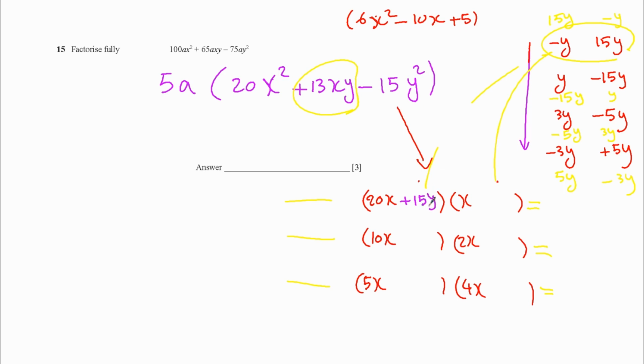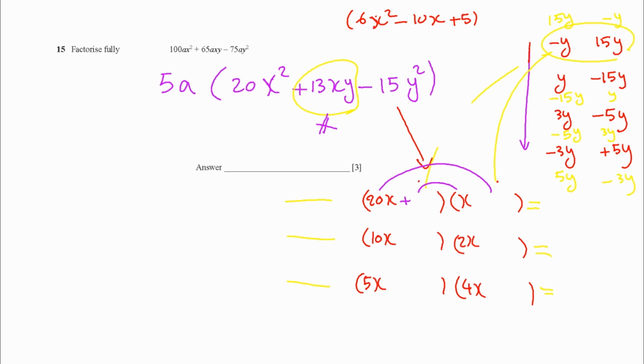minus 50, plus 15y times that would give us 15xy. Minus y times that would give us minus 20xy. So minus 20xy and 15xy would be minus 5xy. That minus 5xy is not equal to 13xy. That is what we are looking for. So that is not the right answer. In fact, with the values for 20x and 1x, none of these is the right answer. We can't get any 13xy.